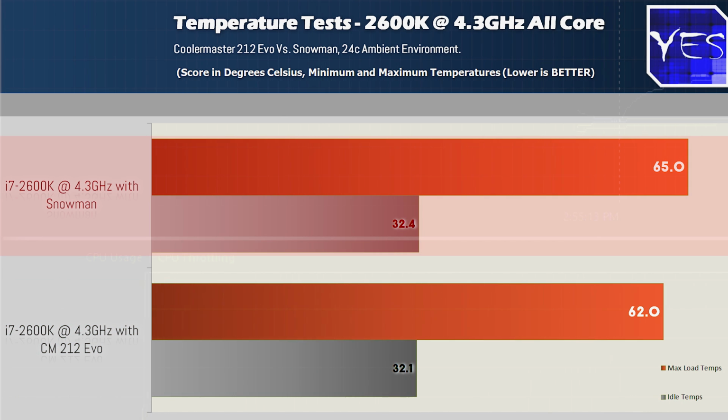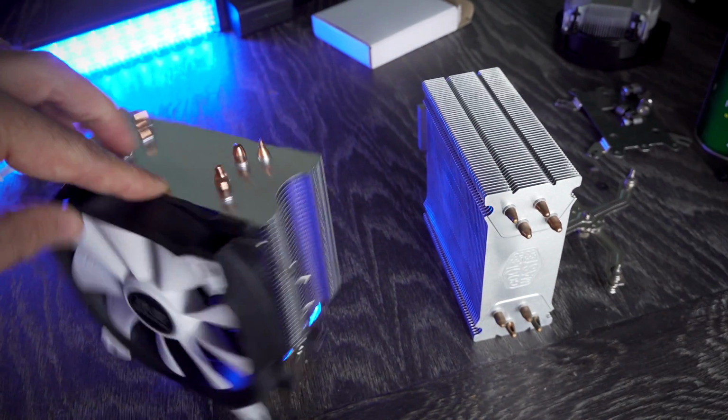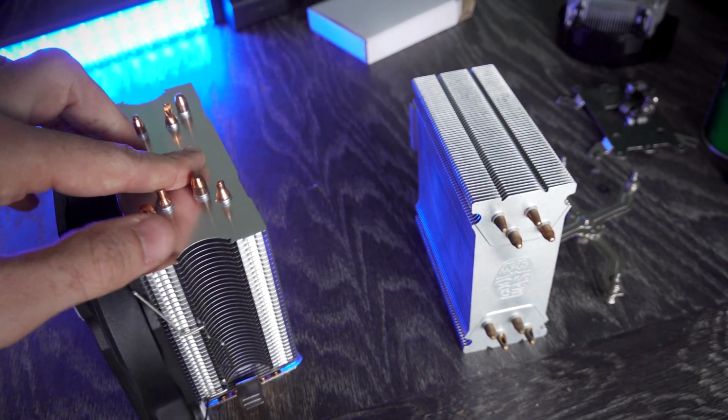It came in with actually what I consider considerably less noise, coming in roughly with 36 dB on average. And then the 212 was coming in at about 44 decibels. So the fan was ramping up harder on the 212 versus the Snowman. So now we're gonna sit down and talk about this epic cooler right here.